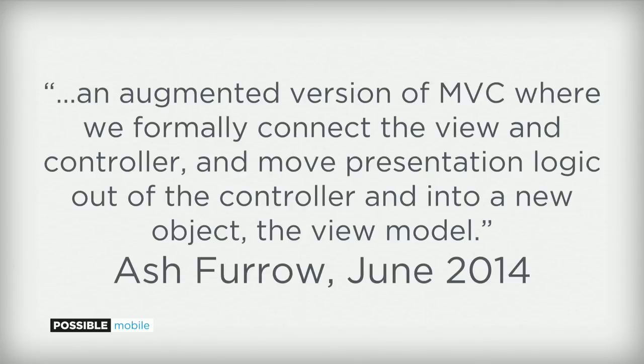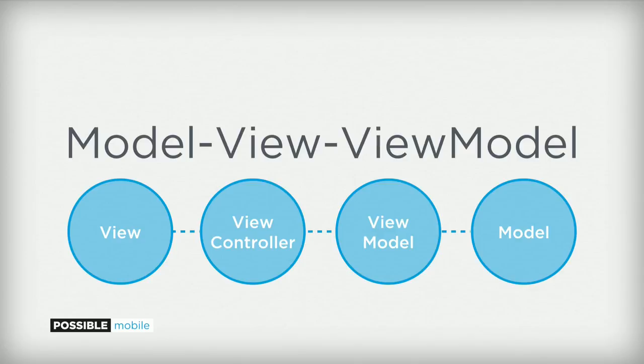He said that MVVM, model-view-view model, is an augmented version of MVC where we formally connect the view and controller and move presentation logic out of the controller into a new object, the view model, which is a fancy way of saying it looks like this, especially in Cocoa. In Cocoa, you had MVC: there's your view and your view controllers and your model over there. We insert a new type of object in the middle there.